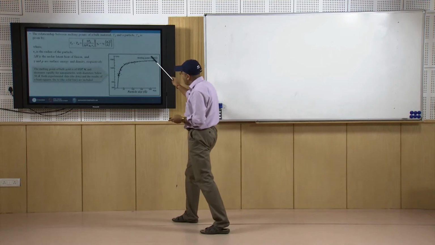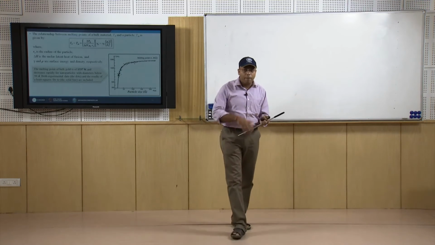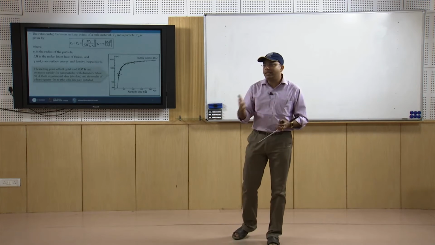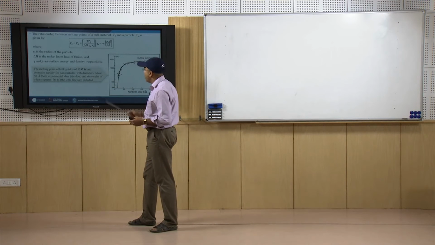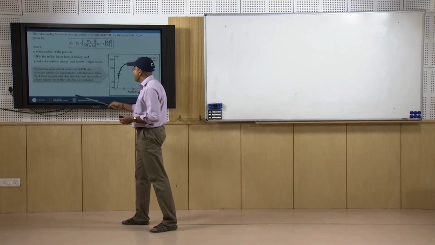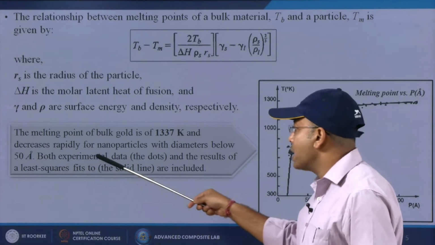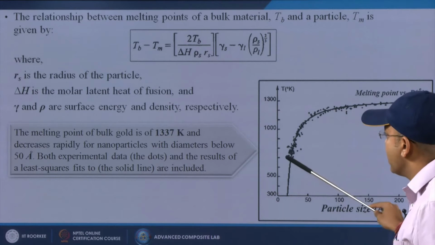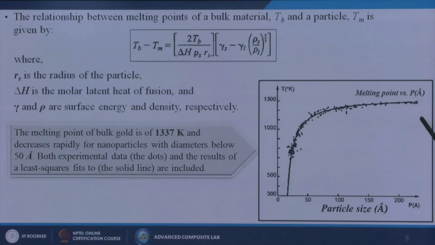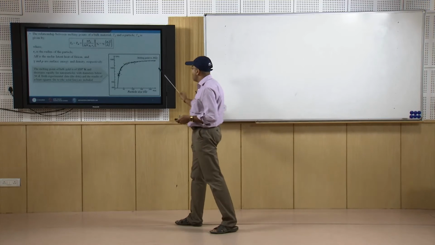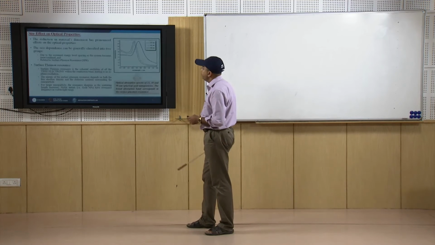In this graph we are going to show how we change the particle size from micro to nano, so that the melting temperature changes. The melting point of bulk gold is 1337 Kelvin and decreases rapidly for nanoparticles with diameters below 50 angstrom. Both experimental data, the dots, and the results of a least square fit, the solid line, are included. So, when the particle size decreases, automatically the melting point comes down.